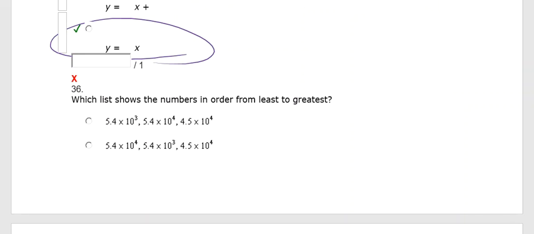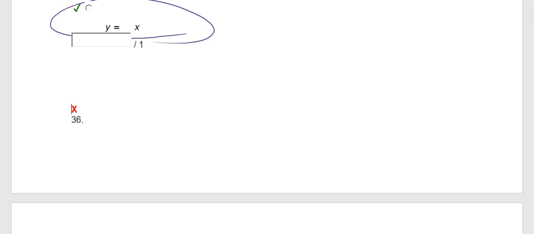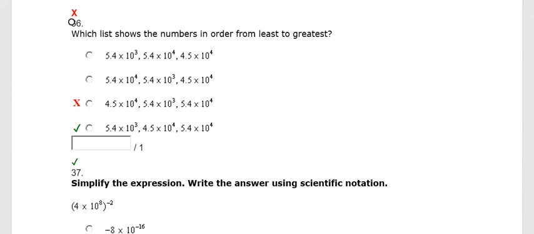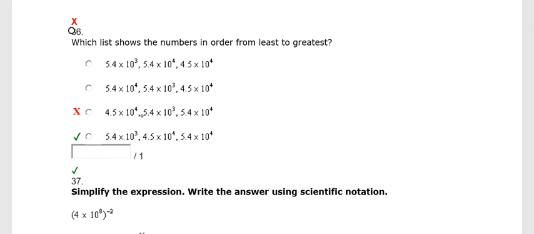Question 36 was putting numbers in scientific notation in order, and I'm going to move this one down to the next page so you can see all 4 options. Your answer is incorrect because you have a larger exponent ahead of a smaller one. So the first thing I tell students is put the smaller exponents up front and the bigger exponents in the back, because that number is definitely smaller.